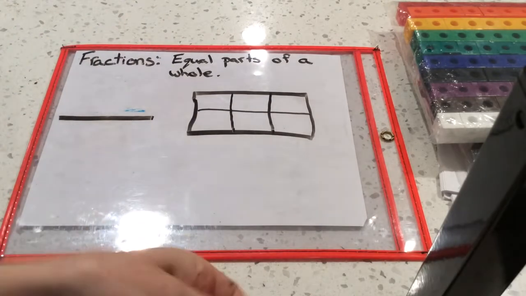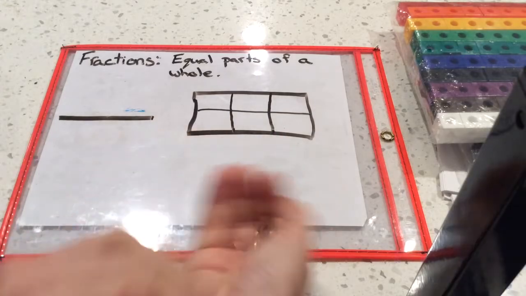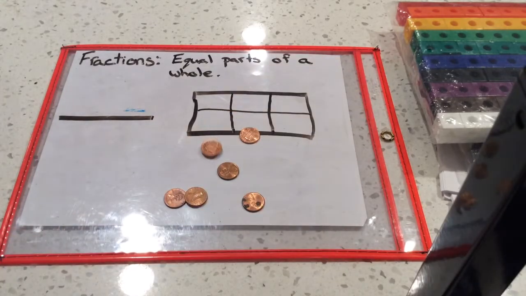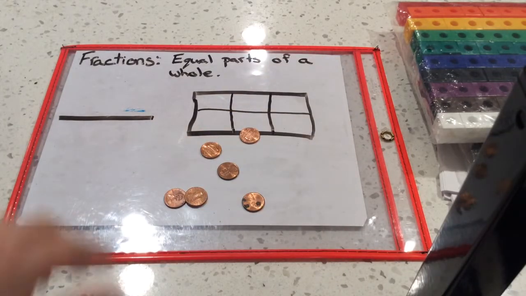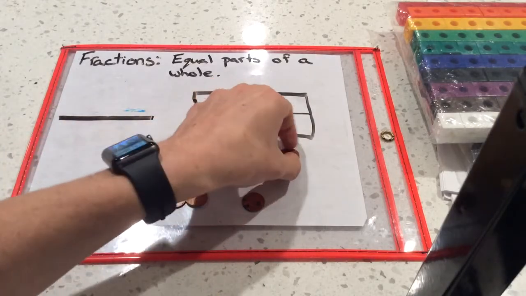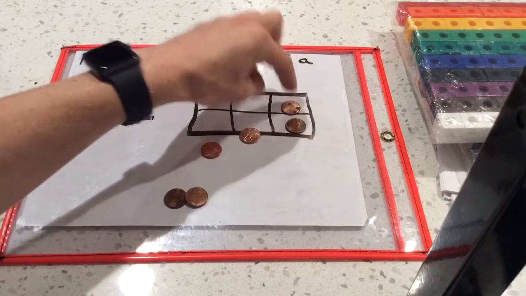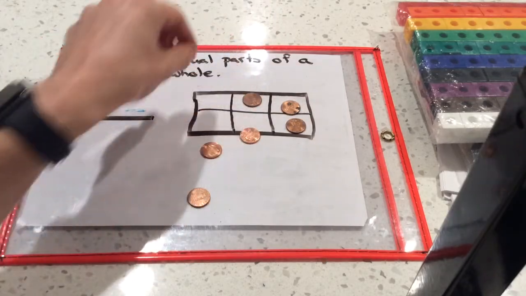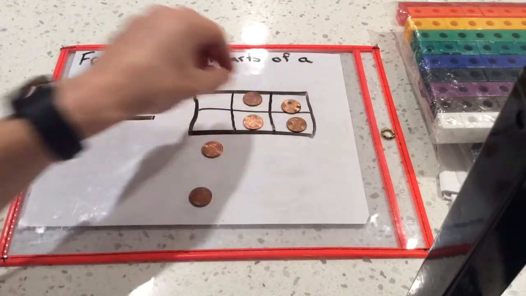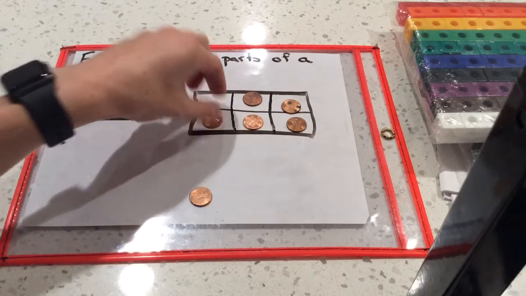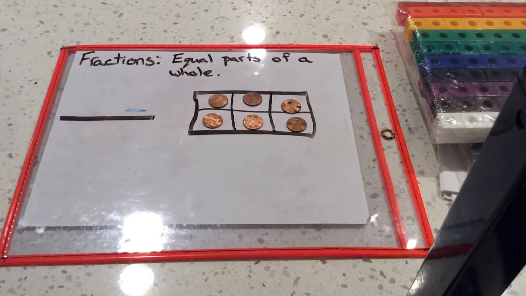So again, here are my 6 pennies. I'm going to shuffle them up, shake them around, and start to drop them on the paper here. We have 1, 2, 3 that were heads, and we have 3 that were tails.